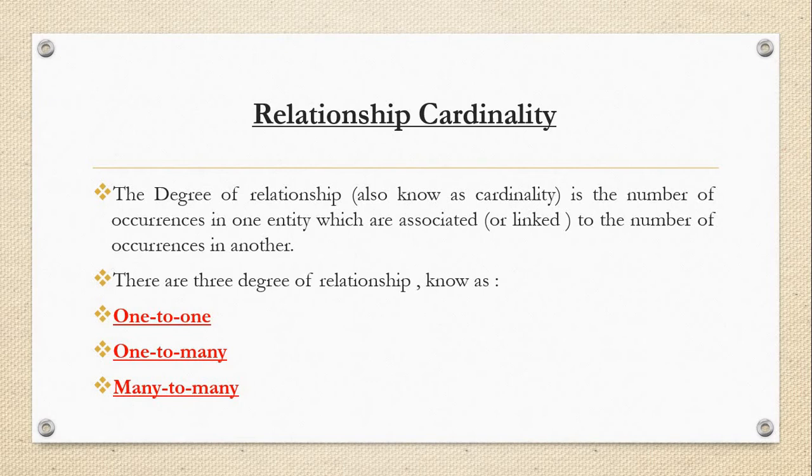So the degree of relationship, also known as cardinality, is the number of occurrences in one entity which are associated with the number of occurrences in the other table. Okay, make a note of that. So a relationship will occur between two tables.